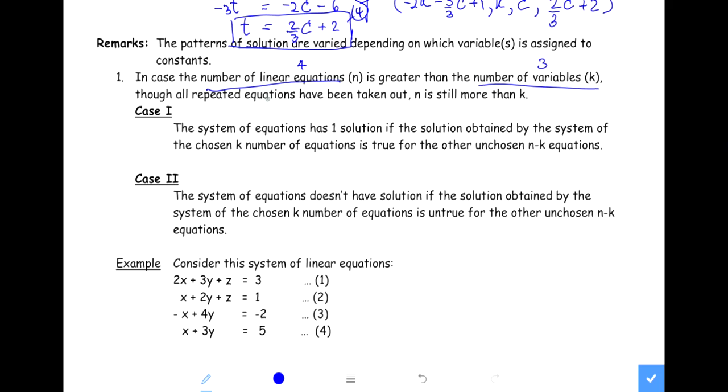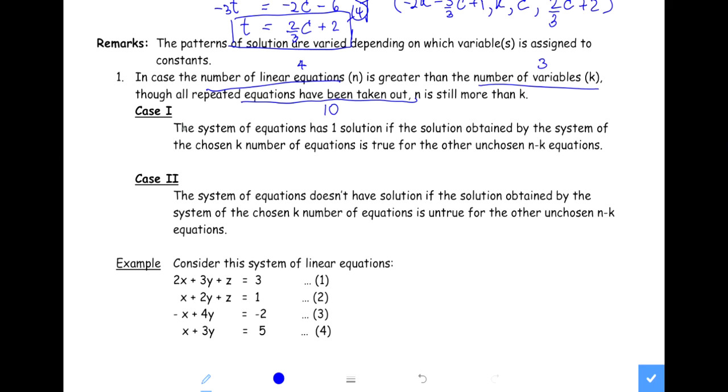This is after all the repeated equations have been taken out. Maybe at first you have 10 equations, but you take the repeated ones out until you have four. Somehow the number of equations is still more than the number of variables. If this happens, then you have two possible cases. Case one: yes, you will have the answer. Case two: no, you will not have the answer. So what is different between them?